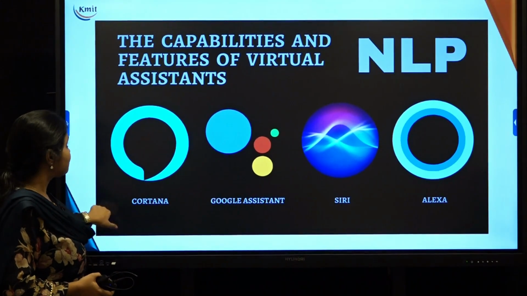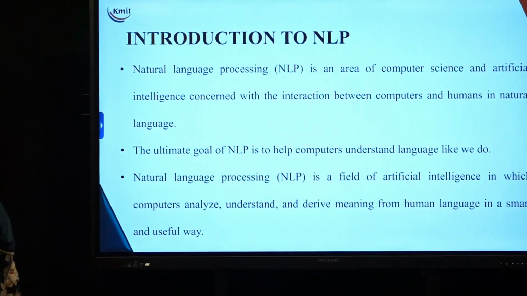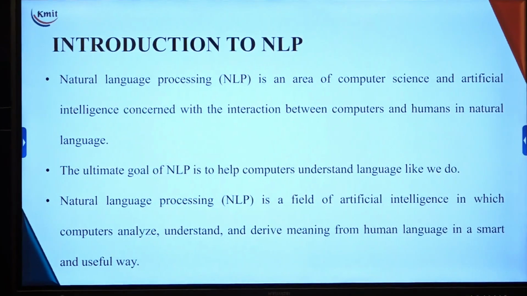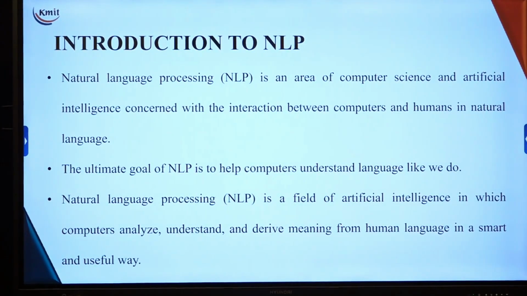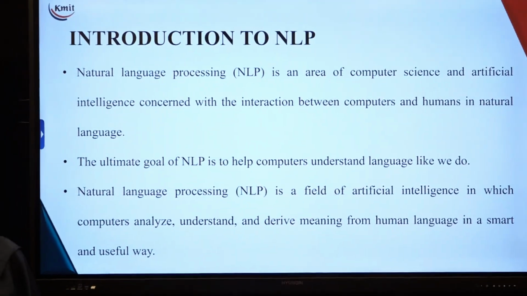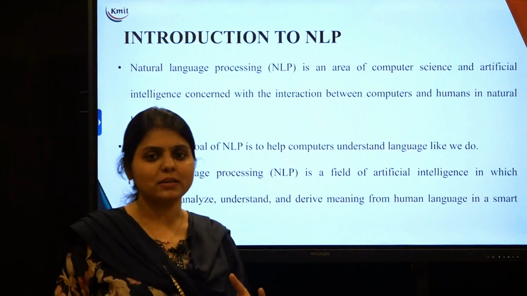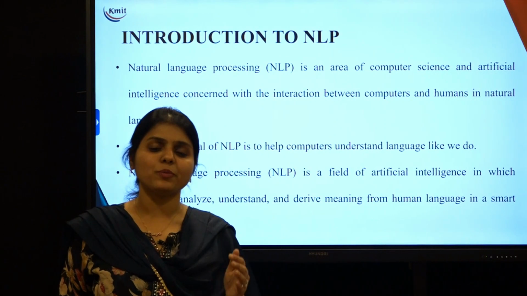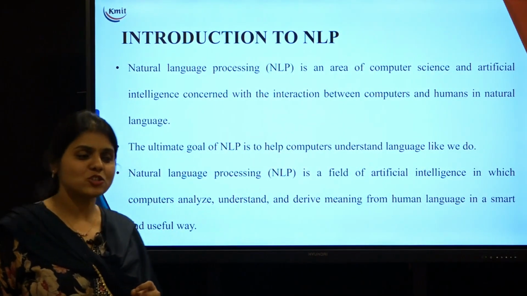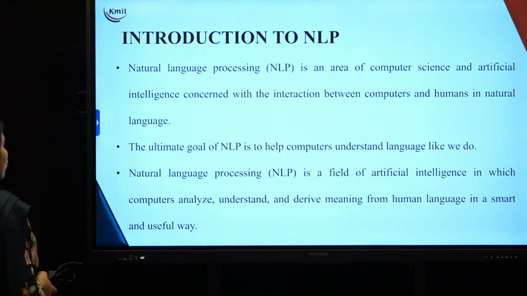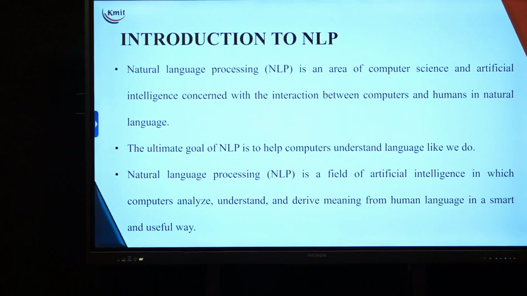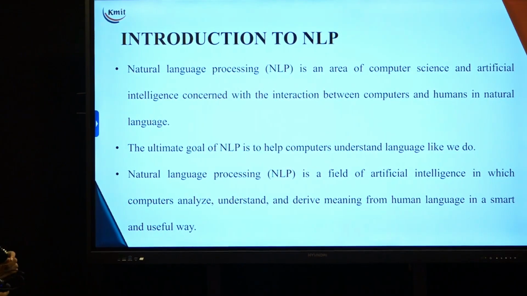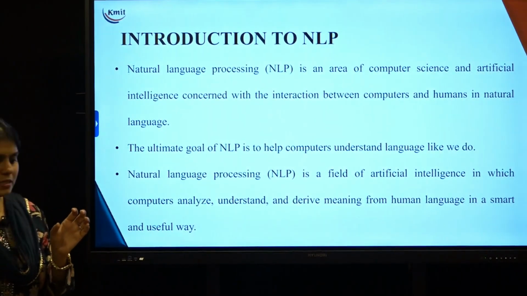When we look into the basic definition or introduction, it says natural language processing is an area of computer science and artificial intelligence which is concerned with interaction between computers and humans. So the natural language that humans speak should be processed and understood by computers. This task of computer processing the human language is called natural language processing. The ultimate goal of NLP is to help computers understand the language the way we humans understand the language. So basically NLP is a subfield of AI.